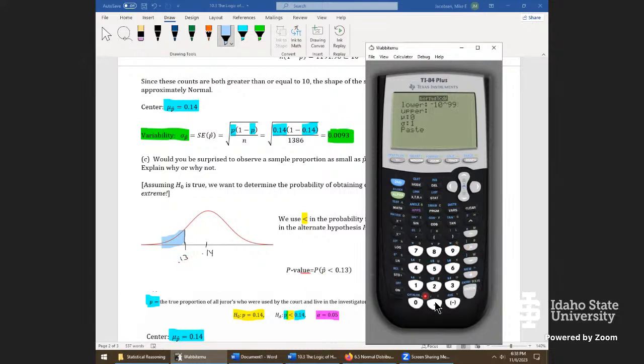Our upper value is right at 0.13. And then finally, the value for mu is 0.14 that we calculated, the center from earlier. And our variability is the 0.0093. So all that should give us our area in this location. It comes out as 0.1411. And I'd say 4 decimal places is very typical for a p-value like this. So let's take 0.1411.